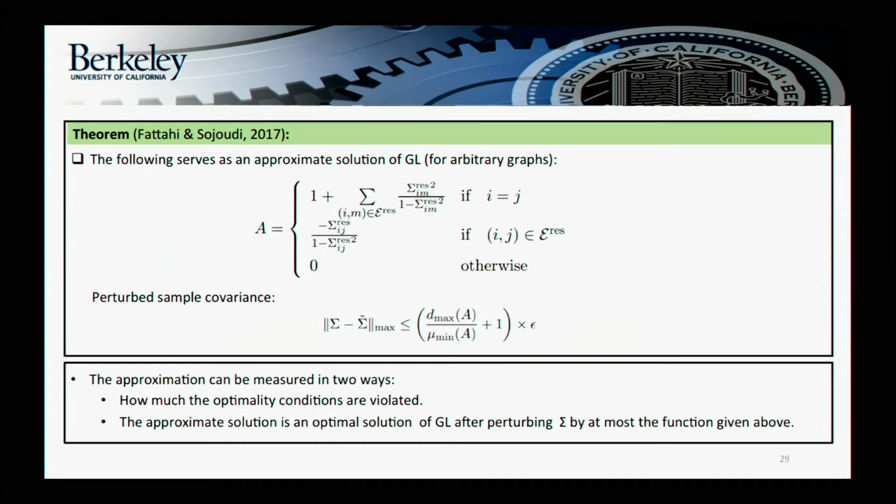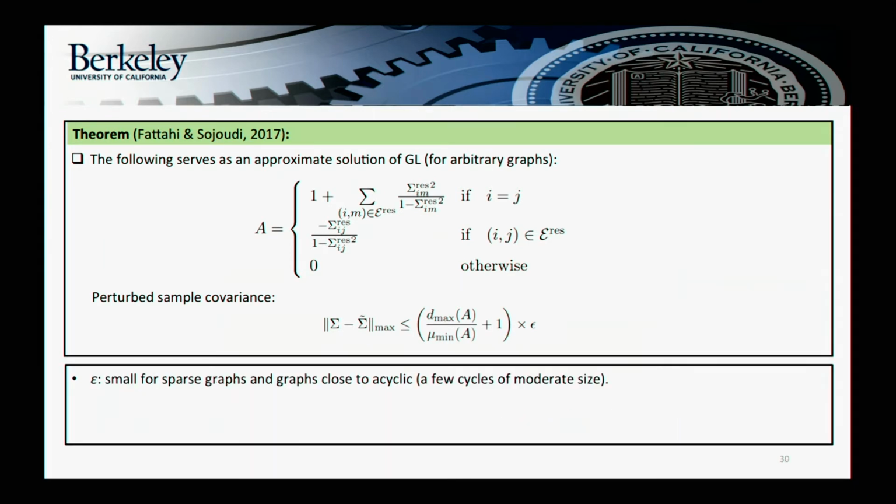But now, this approximation can be measured in two ways. We can see how much the optimality conditions for the optimization problem are violated, or we can see that the approximate solution is an optimal solution of graphical lasso after perturbing the sample covariance matrix sigma by at most the function which is defined here. But it turns out that this epsilon in this function is a very small number for graphs that are small, that are sparse, or that are very close to being acyclic. So that means that this matrix A serves as a good approximation to the optimal solution of graphical lasso.